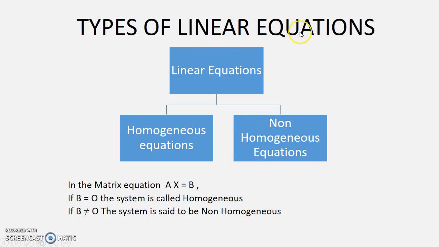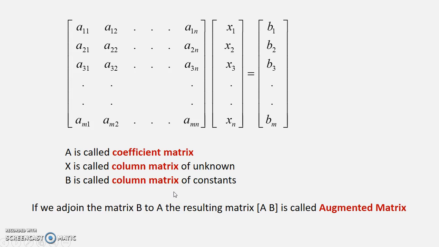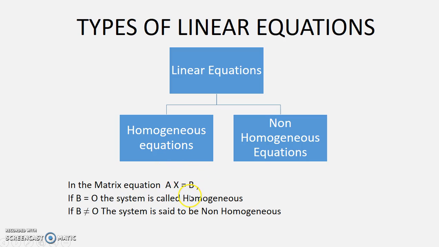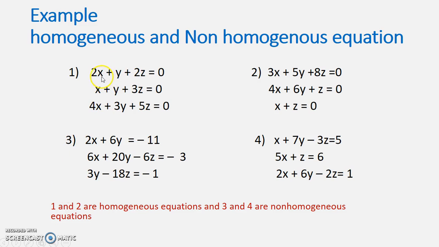There are two types of linear equation. One is homogeneous, the other one is non-homogeneous. In the matrix equation Ax equal to b, which you have seen now, if b is 0, the system is said to be homogeneous. If b is non-zero, the system is said to be non-homogeneous. For example, look at this. Instead of x1, x2, x3, I have used x, y, z. Look at this, all are zeros. Here again, zeros. So these two are homogeneous equations. Now, this is non-zero, and this is non-zero. So the third and fourth sets are non-homogeneous equations.